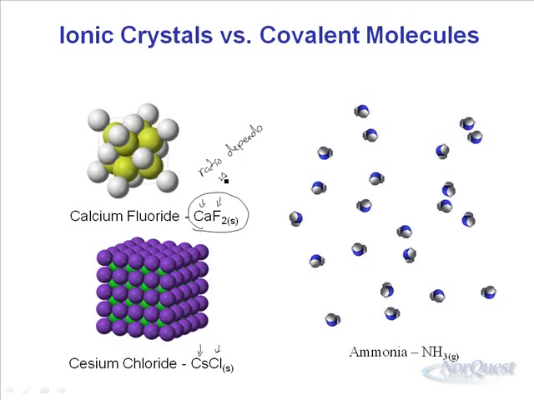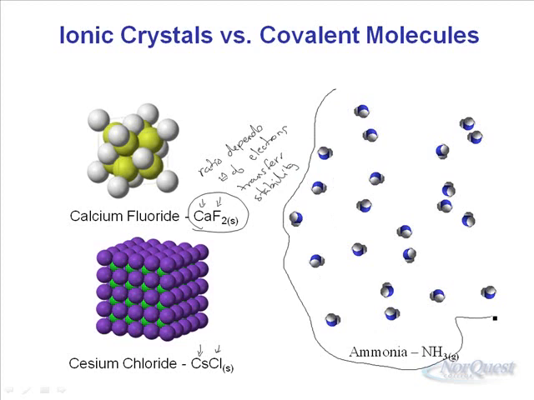So the ratio depends on the number of electrons each one needs to transfer for stability. When we look at non-ionic, or molecular, compounds, something like ammonia, here's a sample of ammonia over on this side of the screen, and what we can see is each molecule is a separate thing, not attracted to the other molecules by any really strong force.